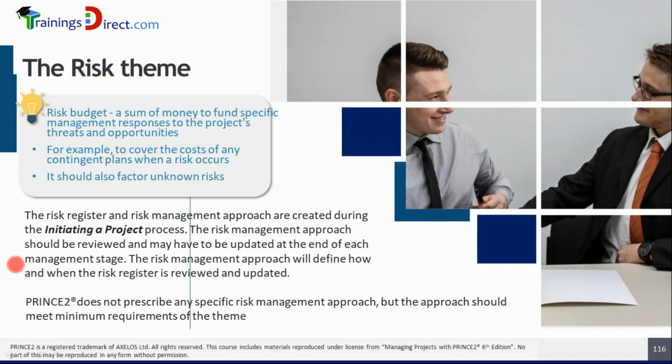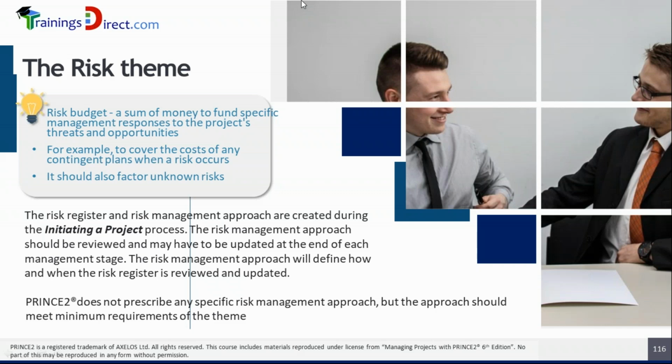Also, there could be indications of certain target levels of risks, and of course, the risk budget in the risk management approach. PRINCE2 does not prescribe any specific risk management approach, but the approach should meet the minimum requirements of the theme. Therefore, even though there is a structure or a template for a risk management approach and other approaches and documents within PRINCE2, PRINCE2 does not mandate that that structure should be followed. It could be anything else which is sufficient for the organization.